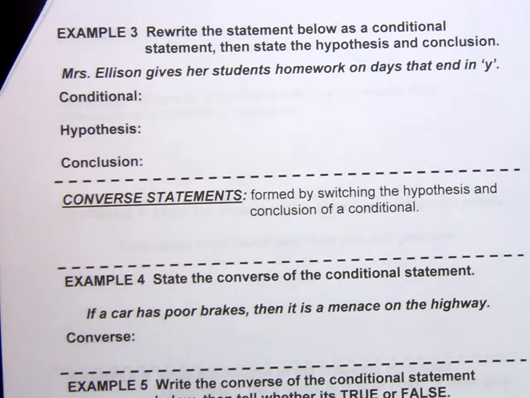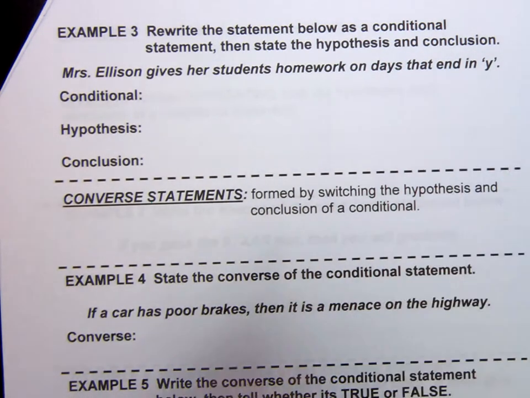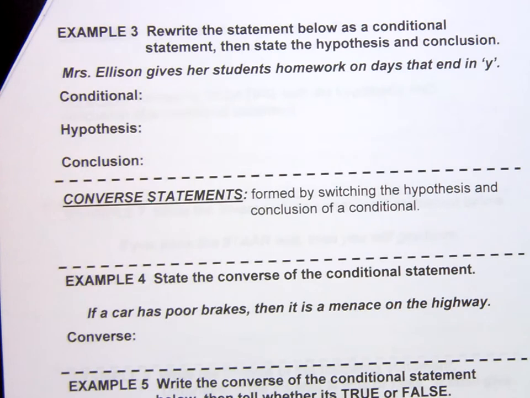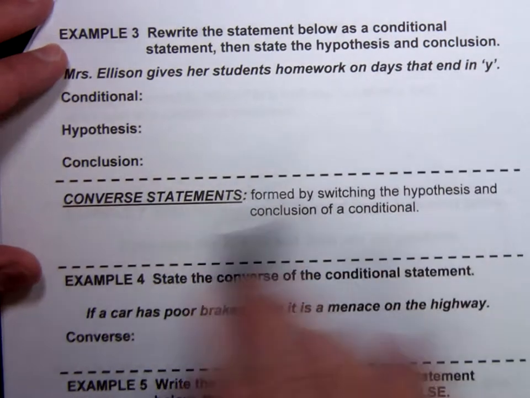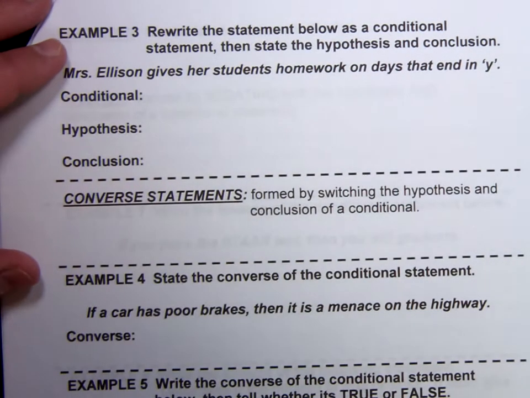Now, because of the order of the statement, a lot of kids want to say, if Mrs. Ellison gives her students homework, then the day ends in Y. But think about those two things. The day ending in Y isn't going to be determined by whether or not she gives homework. It's the other way around. If she's given homework on days that end in Y, the days end in Y on their own. That comes first. And then if she gives homework, it happens to be on the day that ends in Y. But this should be the if part of the statement. This should be the then part of the statement.